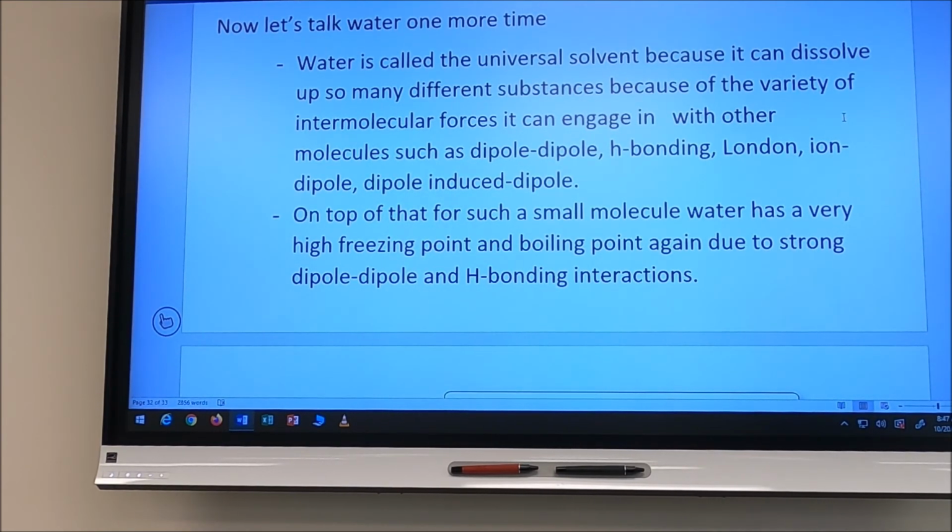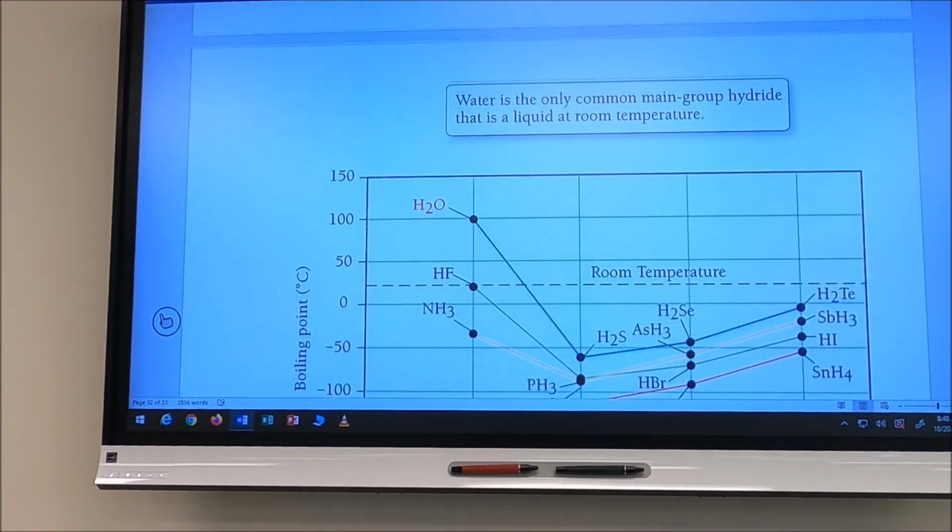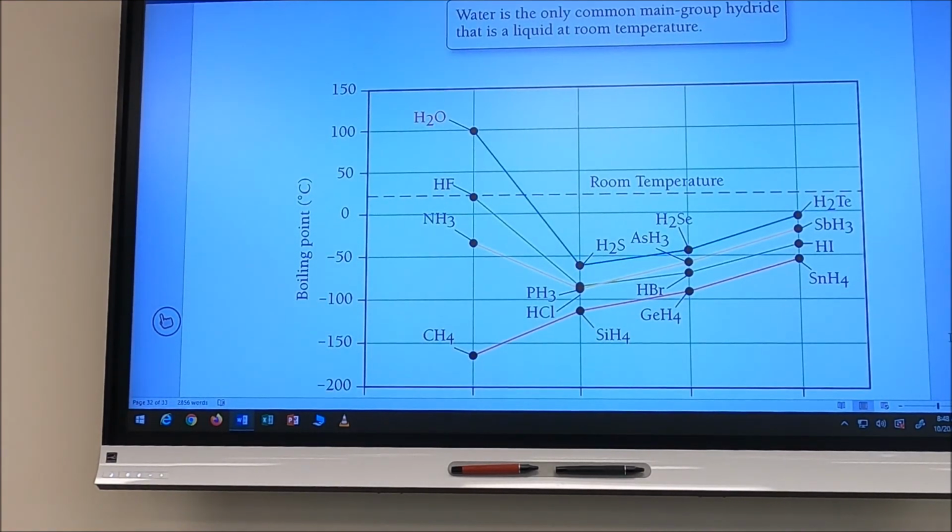On top of that, for such a small molecule, water has a very high freezing point and a very high boiling point. And that's again due to the strong dipole-dipole interactions between water molecules and the strong hydrogen bonding. London force is also important, but all three of those combined really make water unique. Water is the only common main group hydride that is a liquid at room temperature.